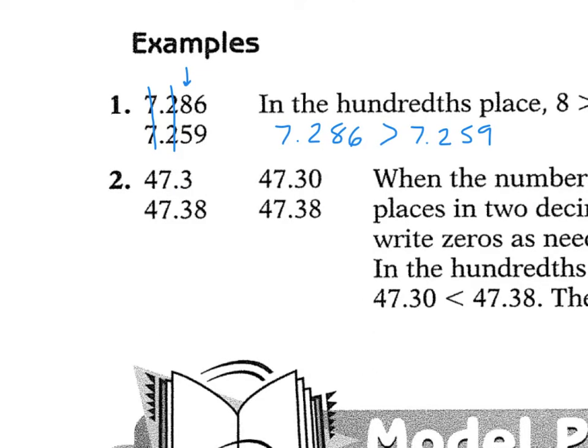For number 2, we do the same thing. Our 4s are the same, our 7s are the same, our 3s are the same. Here we could just fill this in with a 0. 0 is less than 8, so 47 and 3/10 would be less than 47 and 3/8.